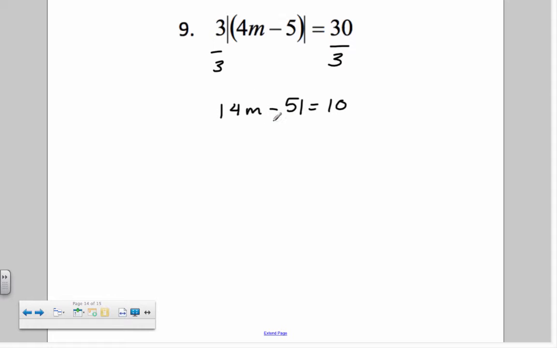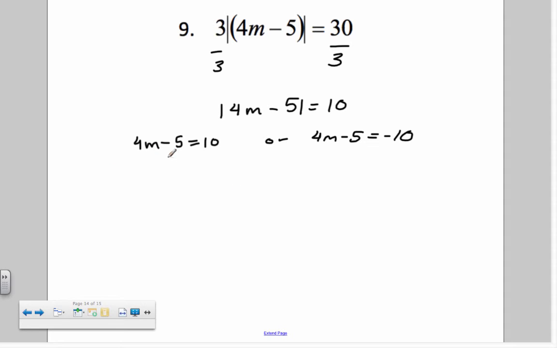Inside the absolute value, I have 4m minus 5. I can now split this up into two different equations. So the first possibility is that 4m minus 5, that whole thing, could be equal to 10. Or 4m minus 5 could be equal to negative 10. Remember that if I were to plug in negative 10 in place of 4m minus 5, the absolute value of negative 10 is still 10.